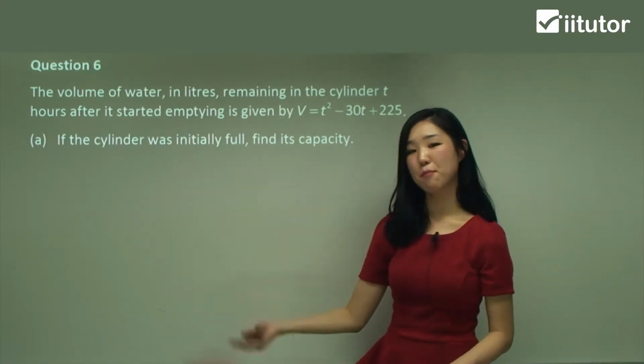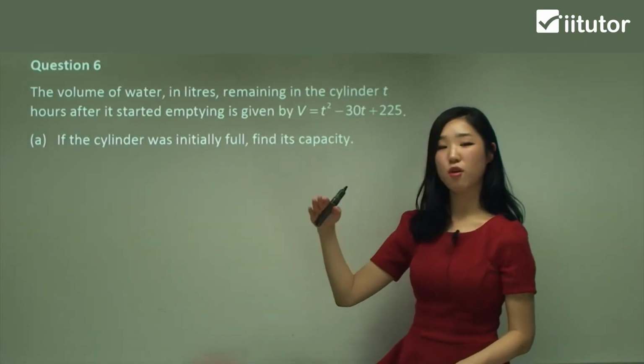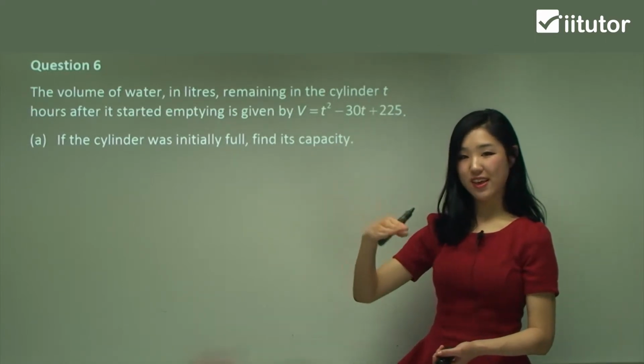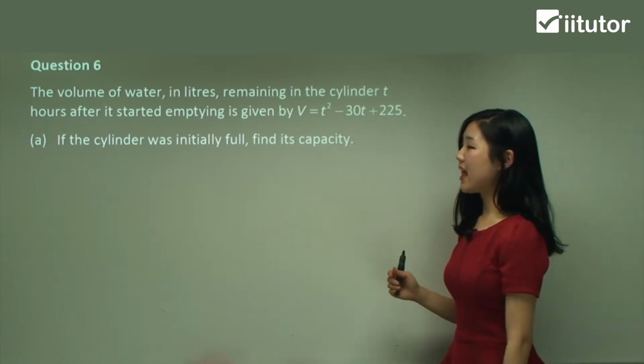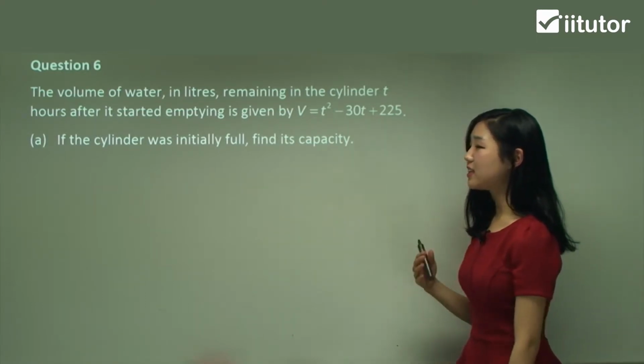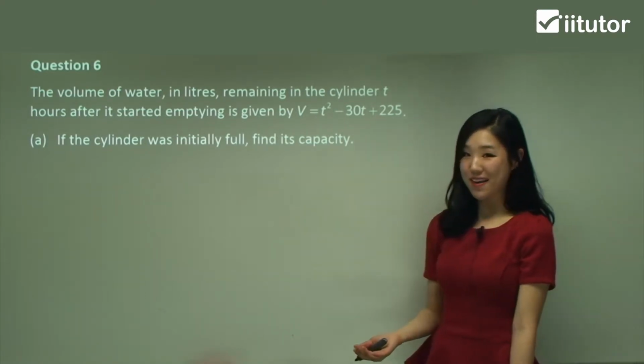Depending on the time passed, in terms of hours, the volume will change because the water is slowly leaking out. So this is the expression that gives us the volume. And part A says, if the cylinder was initially full, find its capacity.